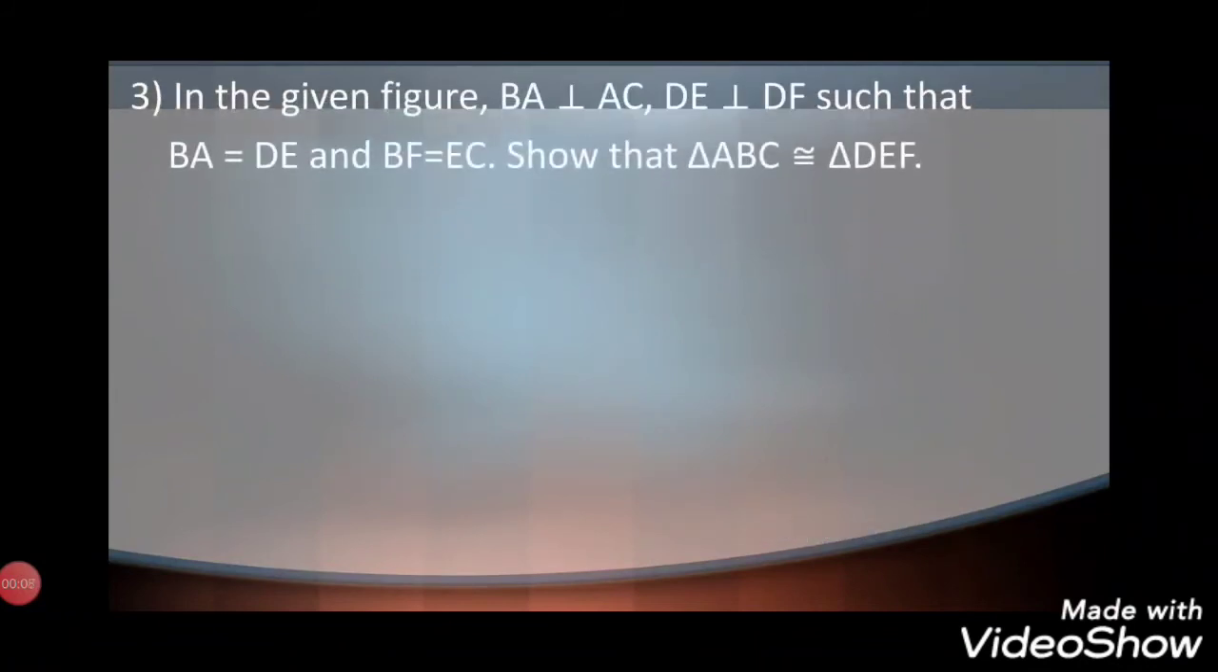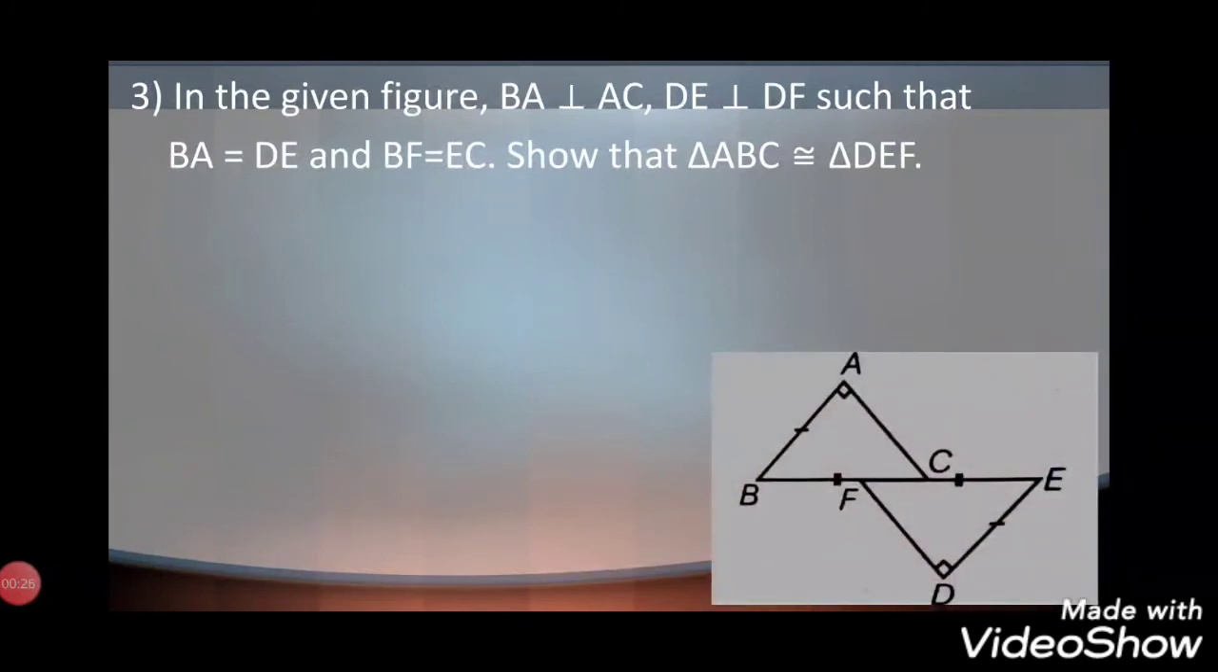Question number 3. In the given figure, BA is perpendicular to AC, DE is perpendicular to DF such that BA equal to DE and BF equal to EC. Show that triangle ABC is congruent to triangle DEF. Let's see in the figure.